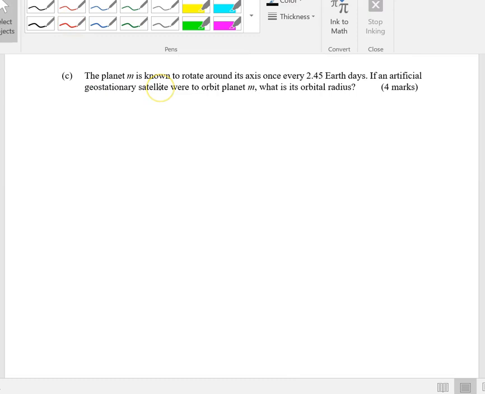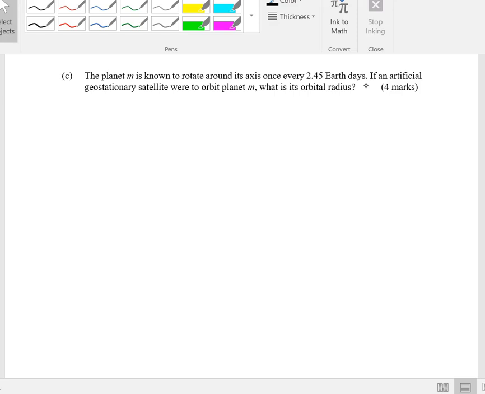Never mind, last one. The planet M is known to rotate around its axis once every 2.45 Earth days. If an artificial geostationary satellite were to orbit planet M, what is its orbital radius? So what's the orbital radius for this geostationary satellite?